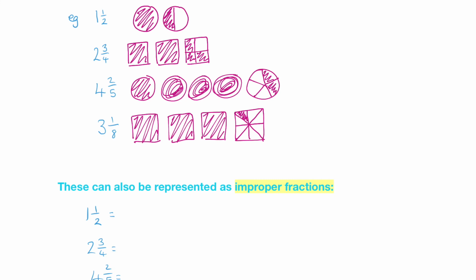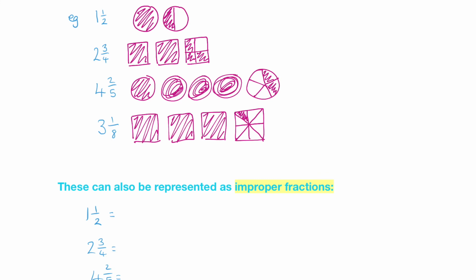Okay, so they're fractions that are bigger than 1, but there's another way of writing down fractions that are bigger than 1, and that is to use improper fractions. Now, improper fractions have the numerator bigger than the denominator. In other words, the number on the top is bigger than the number on the bottom, and that's how we know we've got more than a whole one.